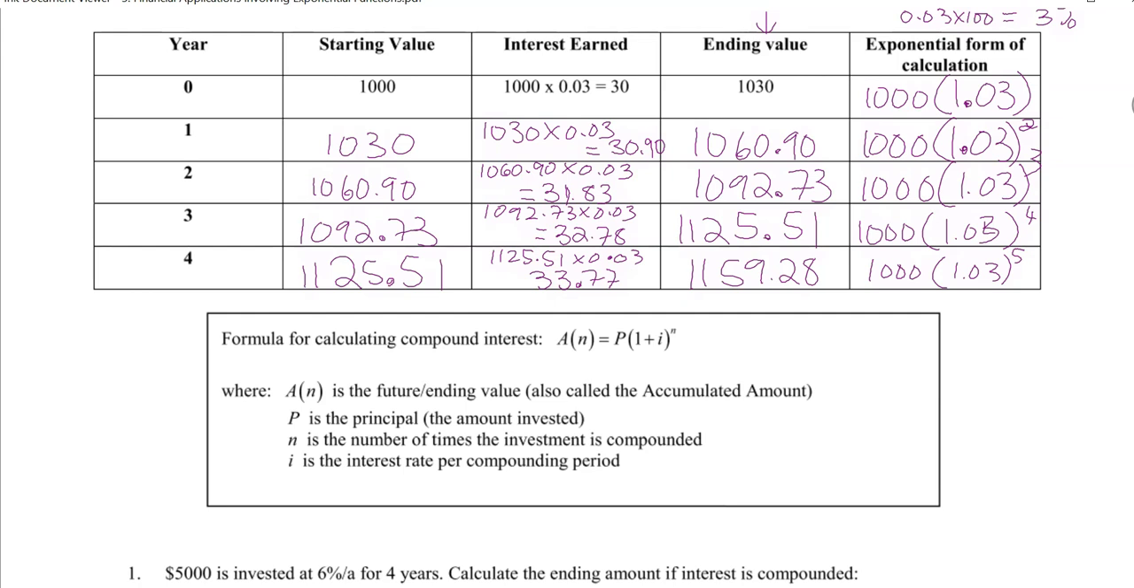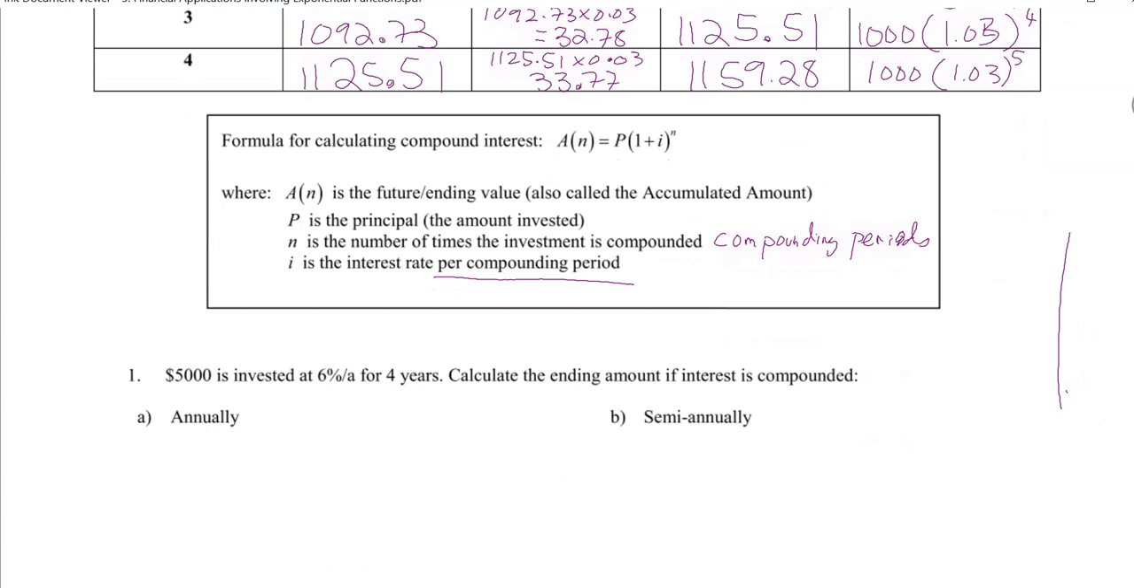N is the number of times the investment is compounded. How many compounding periods? A compounding period is just how often you're paid the interest. So if it's annual, you get paid the interest every year. If it's monthly, you get paid the interest every month. I is the interest rate per compounding period. So N is the number of compounding periods, and I is the interest rate per compounding period. So we have to do different stuff depending on our interest rate and our compounding period.